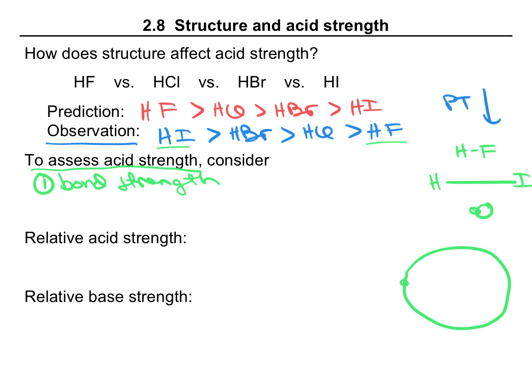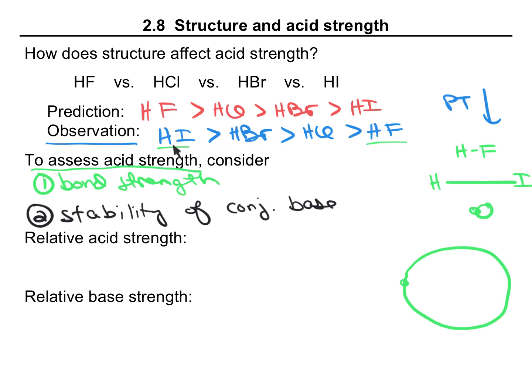Another way that we can assess acid strength, and this is the same as what we did on the last slide, is to consider the stability of the conjugate base. We're thinking about I minus compared to Br minus compared to Cl minus compared to F minus. We know that fluorine is the most electronegative, so we might expect that this is going to be the most stable. But because we are comparing down the periodic table, we're talking about a significant difference in size.